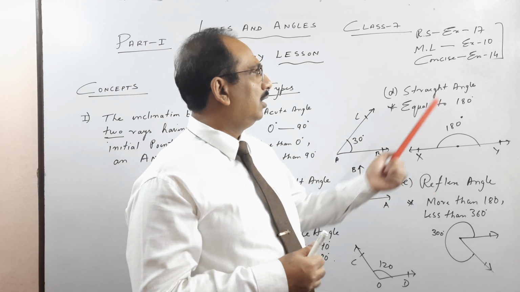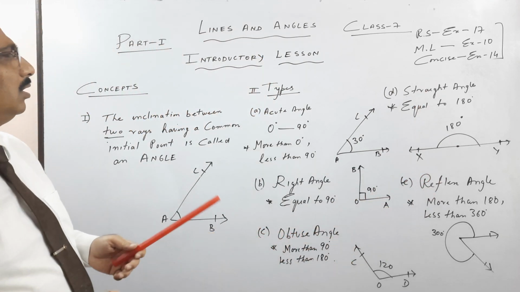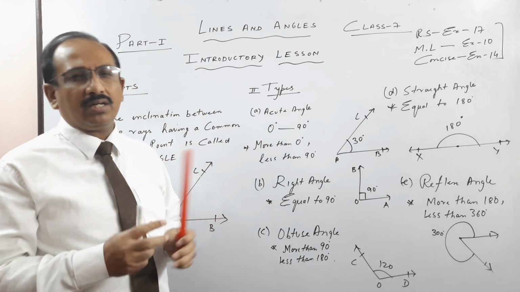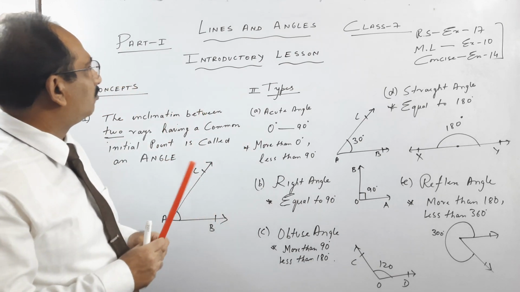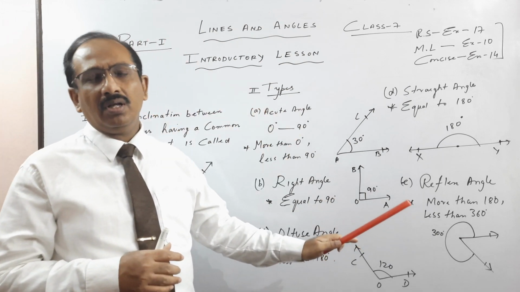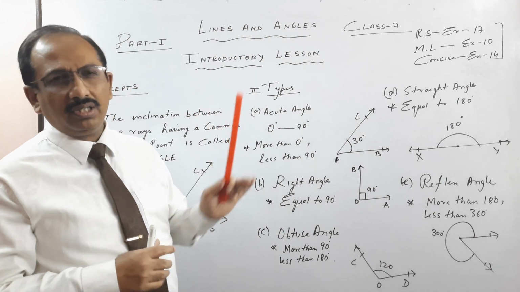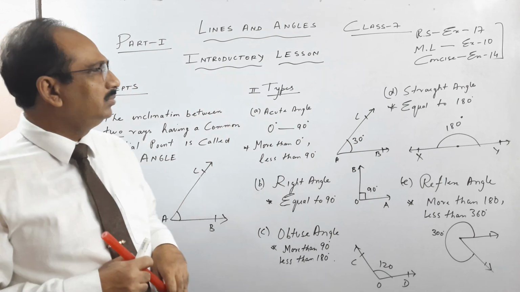in Concise, you can see chapter 14. So it changes from year to year. Here the basic concept, children, remains the same. So in part 1, I am going to just give you the concept of this full chapter, and from part 2 onward we will see the sums.